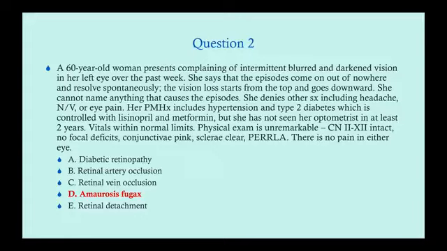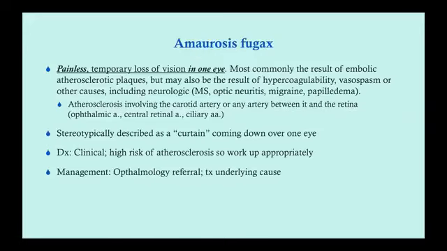All of these, except for amaurosis fugax, come on and don't really go away. Amaurosis fugax is the only one where you get little discrete episodes, and they usually only last for minutes. So this is just summing up what we talked about here. Painless, temporary loss of vision in one eye. Very important, painless. If it were painful loss of vision, you would think glaucoma. Glaucoma is usually painful. Amaurosis fugax, never painful.